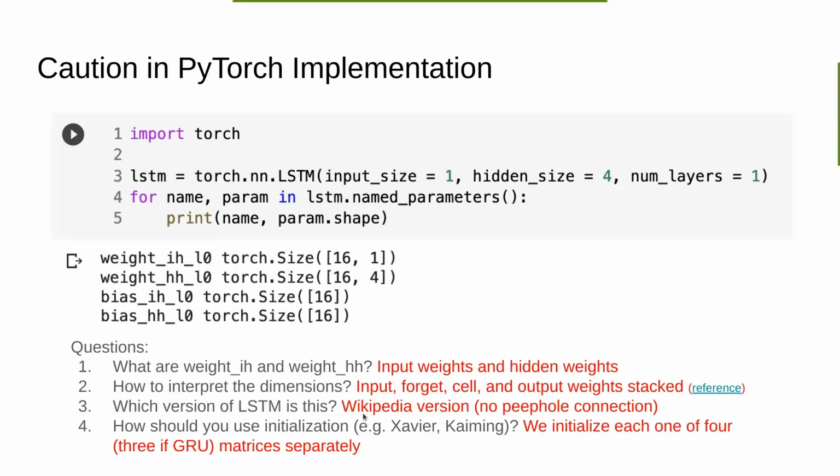Now, which version of LSTM is this? This is the Wikipedia version, with no peephole connection. One more thing to know is that you could actually use torch.nn.LSTM to make the bidirectional version of this also, so you should look at the documentation for that. As for initialization, if you want, you could initialize the weights with some known routines such as Xavier and Kaiming, the ones that the professor has discussed.